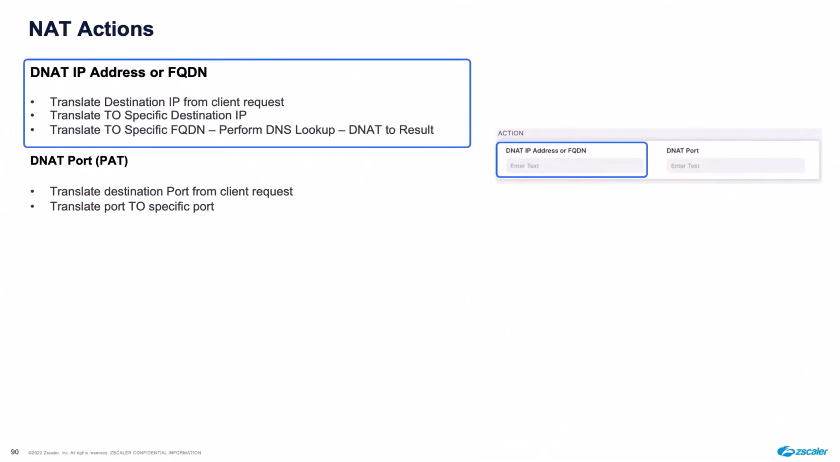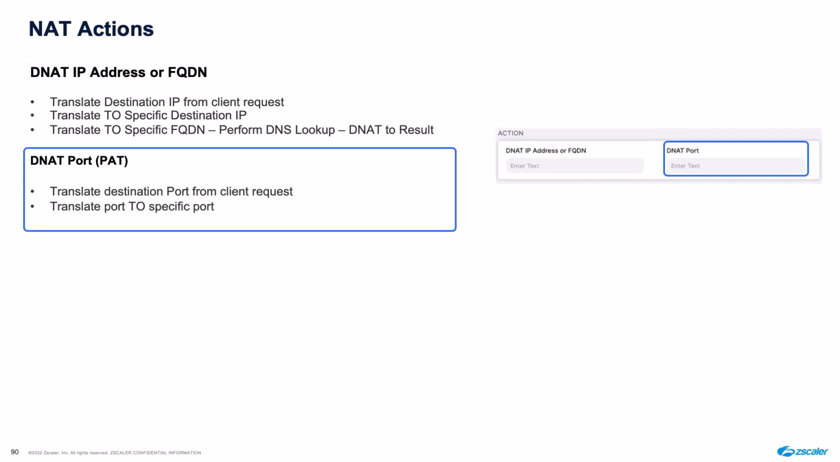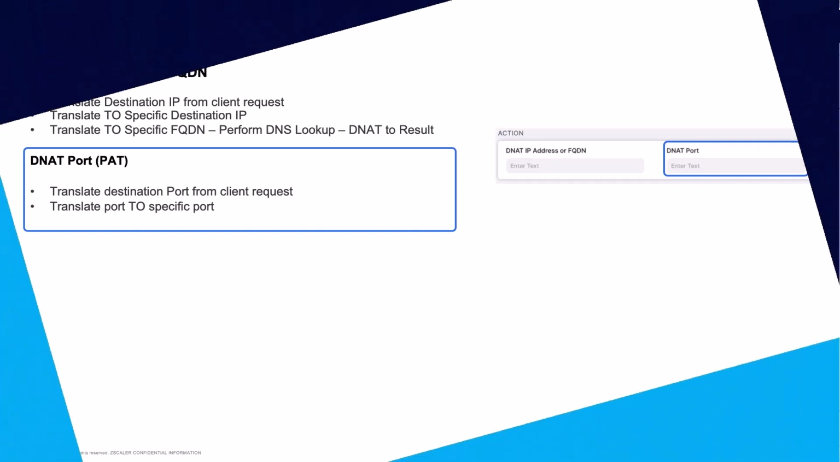The NAT actions are, do I perform a destination address translation? So you're going to either destination NAT it to a specific IP or to an FQDN, which triggers the Zscaler service edge to perform a DNS lookup and DNAT to the result of that DNS lookup. And then you can do a DNAT on the port, which is a port address translation, which means you might say port 80 from the client changes to port 8080 when it egresses the Zscaler service edge.